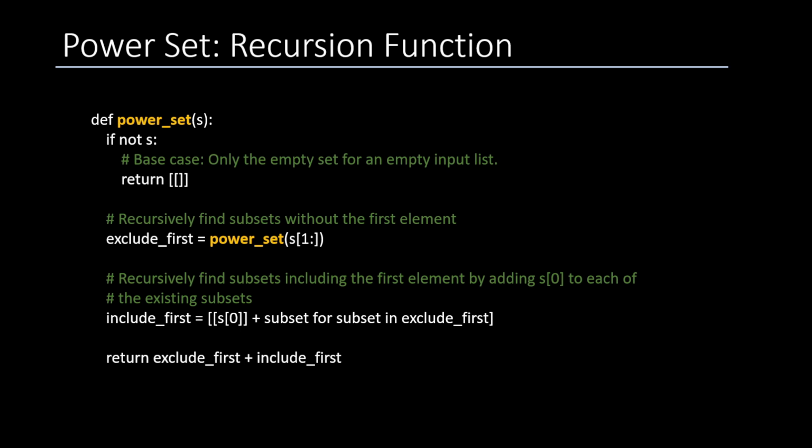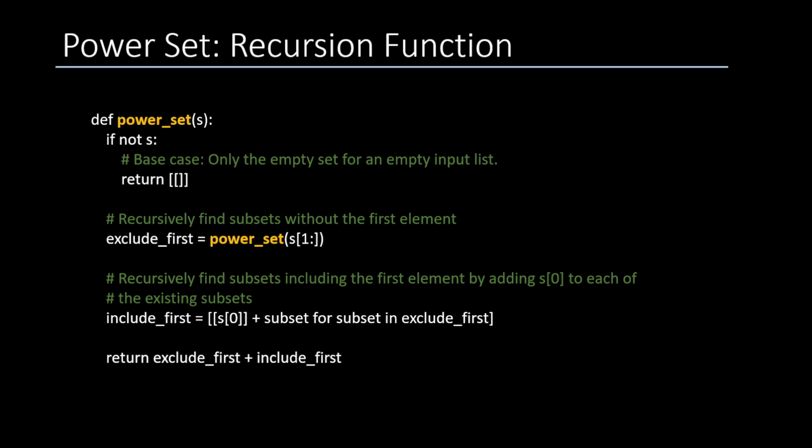Now that we have seen the logic, let's look at the actual recursive function that generates the power set. We start with the base case. If the input set is empty, the only subset is the empty set itself, so we return an empty set. Next, for the recursive case, first we exclude the first element and recursively find the power set of the remaining elements. Then we include the first element by adding it to each subset in the power set of the smaller set. Finally, we combine the subsets that exclude the first element with those that include it, and that's our power set.